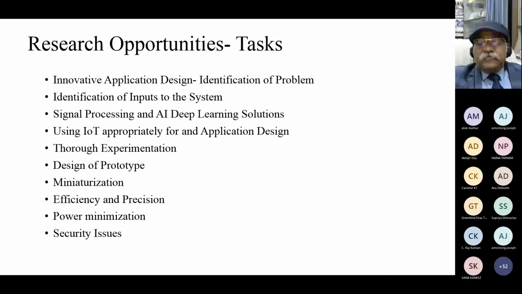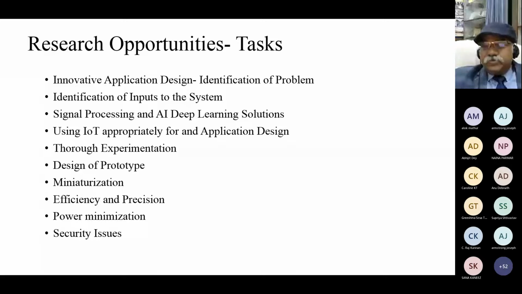It can be allowed for understanding, it can be allowed for conceptualization, but it cannot be involved in the research process. So for innovative application design, you have to identify a problem. So you have to have an innovative thinking process. You have to have a critical thinking process. You have to read a lot of information about the idea you are trying to target.